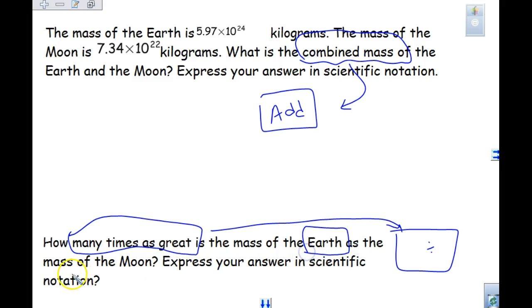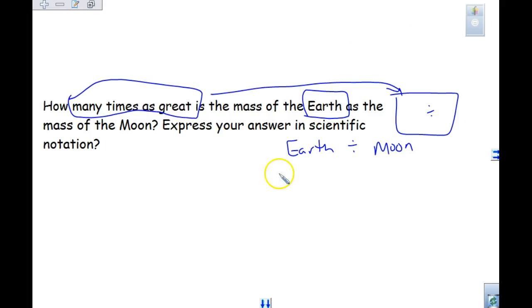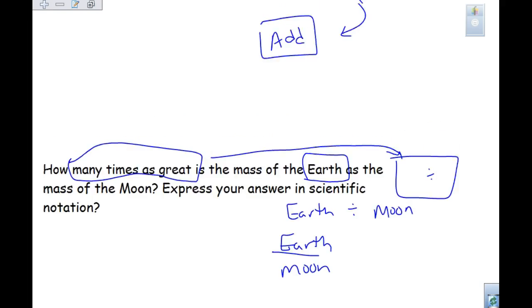Earth to the moon, right? So we have to put Earth's, whatever that information was for Earth, up here, and we have to divide that by the moon. That's what it's telling us. So when you think of that, Earth divided by Moon, that means division, okay?